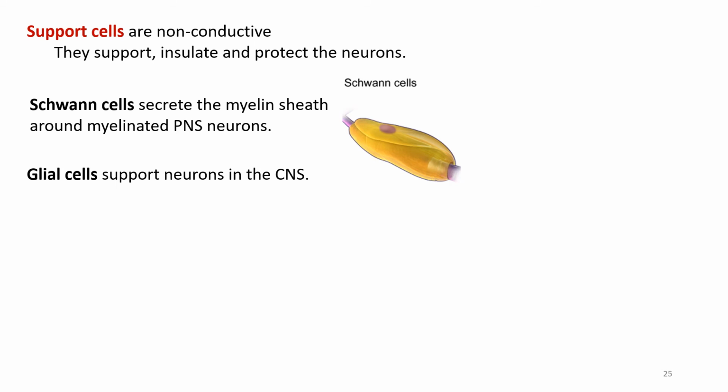Glial cells is a bit of an umbrella term for the cells within the central nervous system. It's often used to talk about astrocytes specifically, but technically it covers all of the central nervous system support cells.